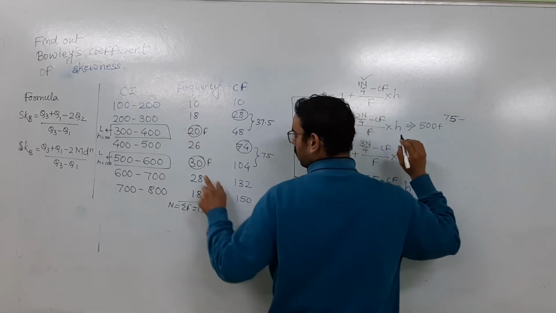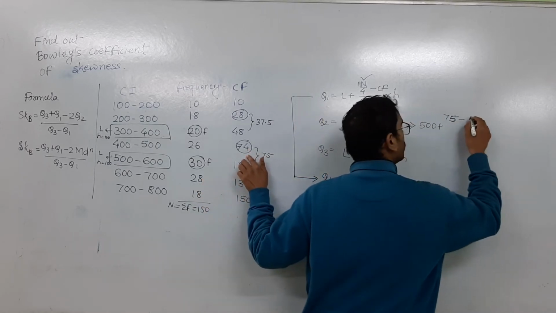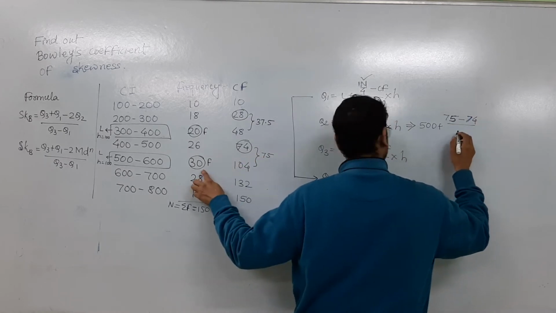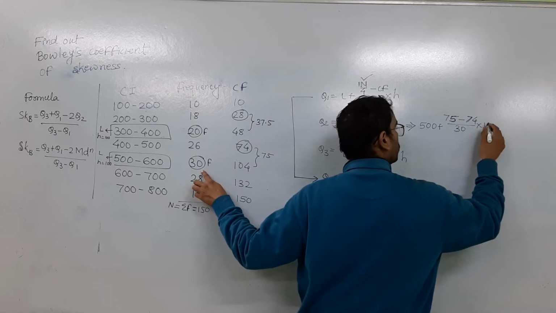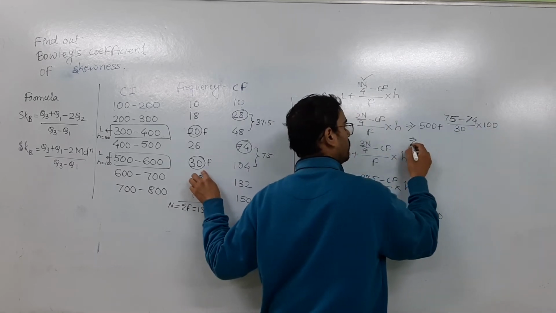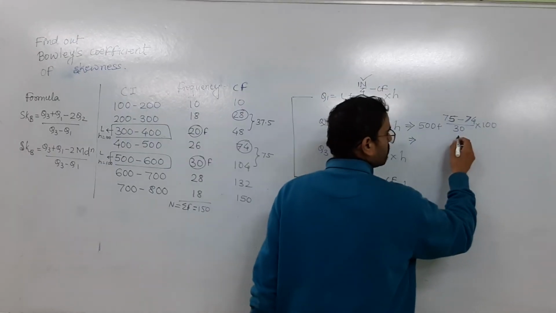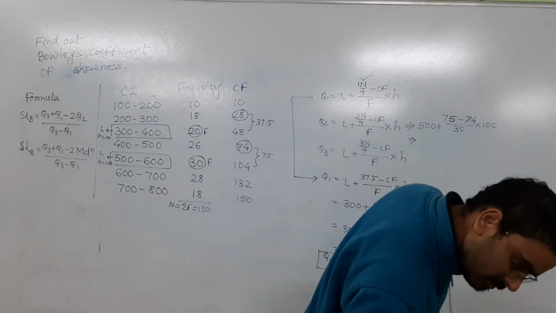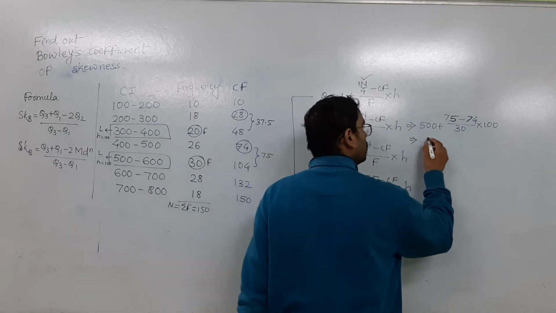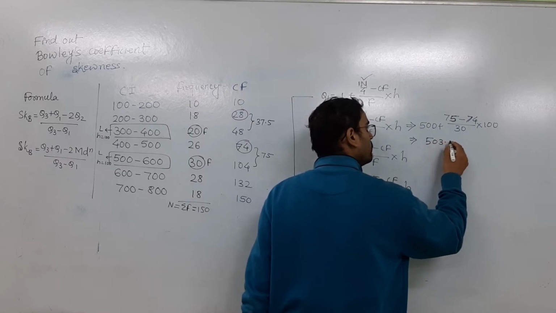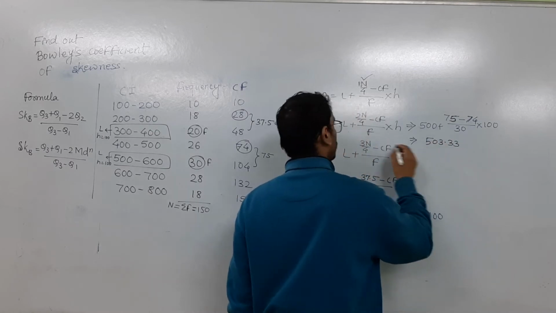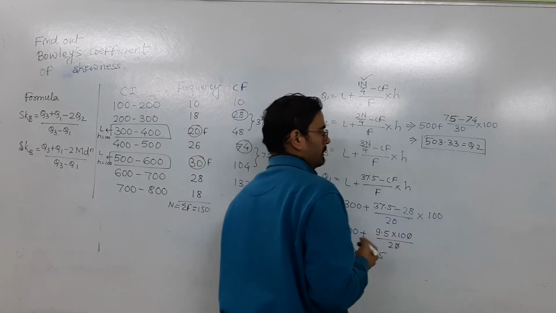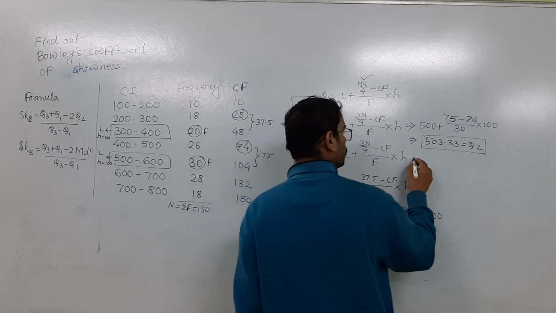75 minus the CF value. What is the CF value? The CF value is just the above value, that is 74, divided by the frequency, which is 30, into 100. Just solve it and you will get the answer. 100 divided by 30 is 3.3. Your answer will be 503.33. So what you are getting for Q2 is 503.33.